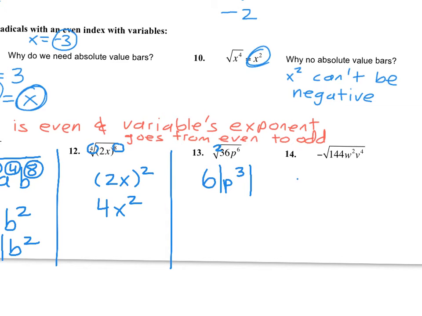Alright, so 14 has a negative already in the front. Square root of 144 is 12. The square root of w squared is w. And the square root of v to the 4th is v squared. Alright, did anything go from even to odd? The exponent on w was 2, and now it's 1, so we need absolute value.